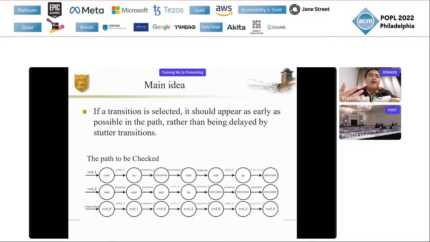Overall, our main idea for these three rules is that if a transition is selected, it should appear as early as possible in the path, rather than being delayed by stutter transitions. Just like this path in the picture, we only enumerate and check such paths, and the path to be checked is the shortest of the identical paths. We have not missed any non-identical paths and will not generate an incorrect verification result.